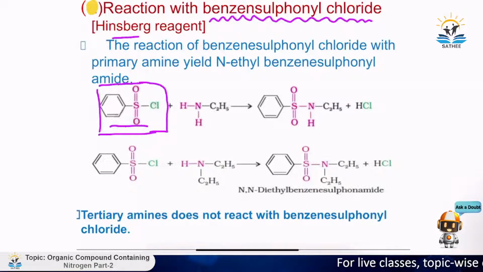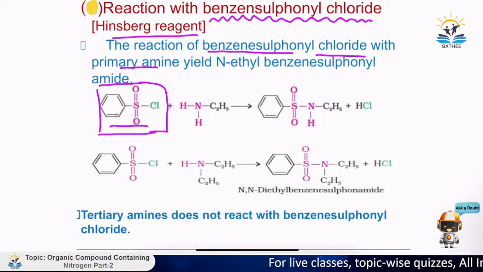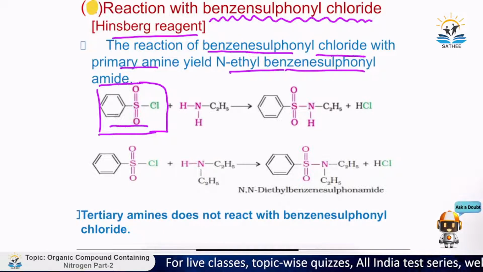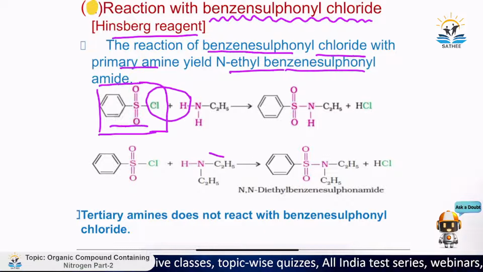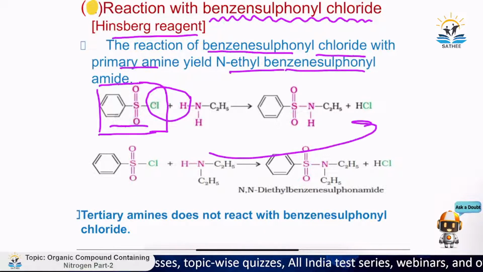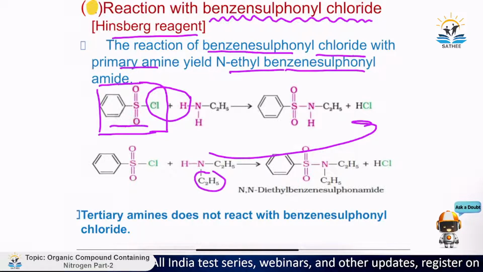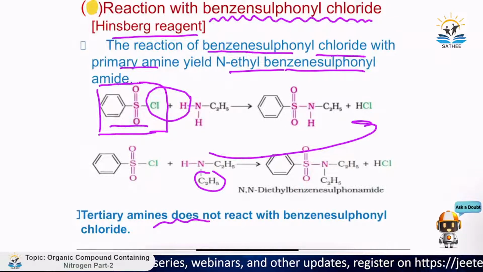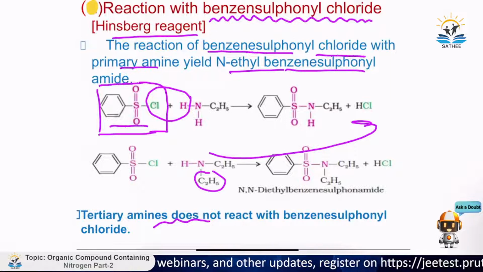The reaction with benzene sulfonyl chloride, this is our primary amine, to yield what? N-ethyl benzene sulfonyl amide. So here HCl moves out and N-ethyl benzene sulfonyl amide is formed. If this is a case of primary amine. Now, secondary amine can also react with benzene sulfonyl chloride, but tertiary amine does not react with benzene sulfonyl chloride.